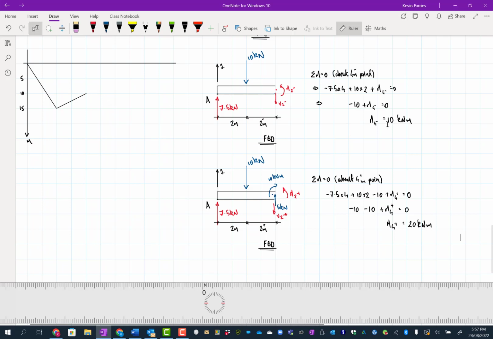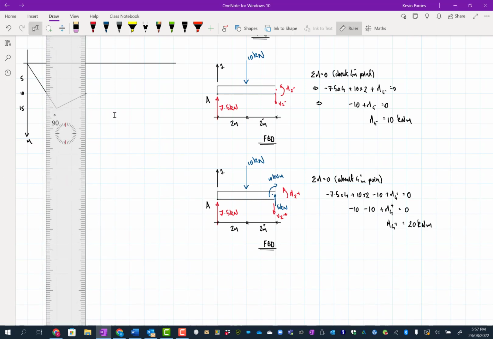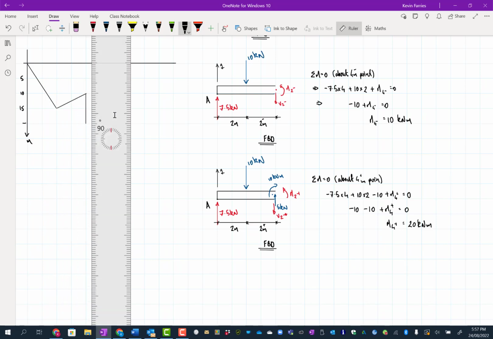And so the moment is going to jump, and it jumps by the negative of that point load. So this one is negative, but it's actually going positive 10 kilonewton meters, which in our diagram is downwards, positive downwards. So it's going to jump like this. Just draw it on. So that point load is making it jump down like so, and it's going to go to 20 kilonewton meters.